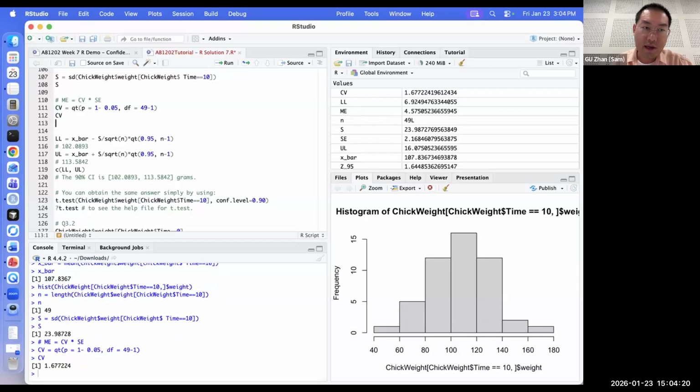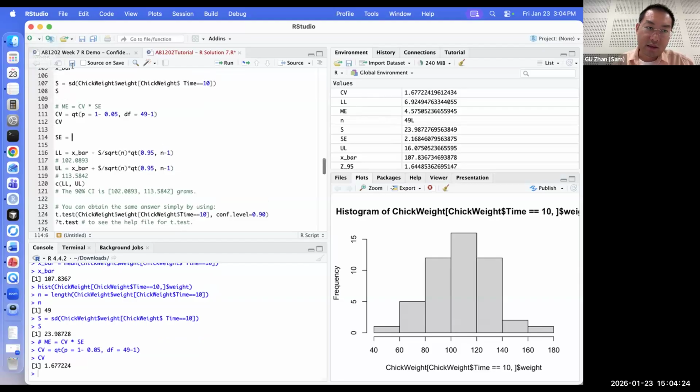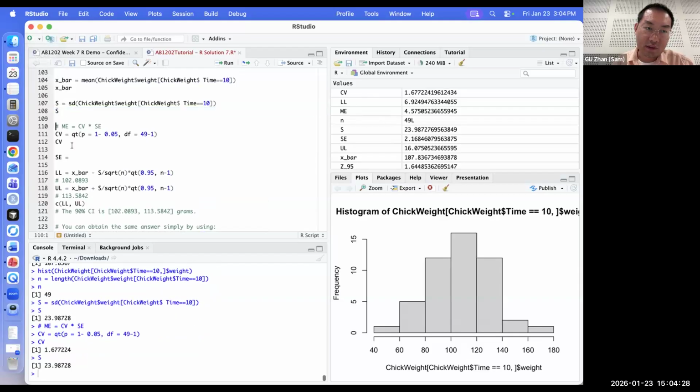Next is SE equal to the standard deviation of the sample, S, divided by the square root of 49.